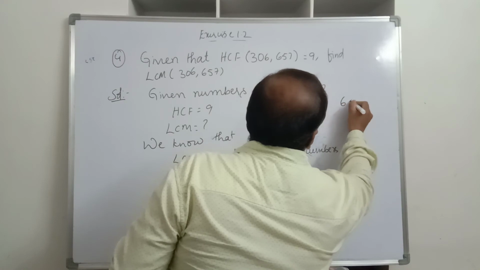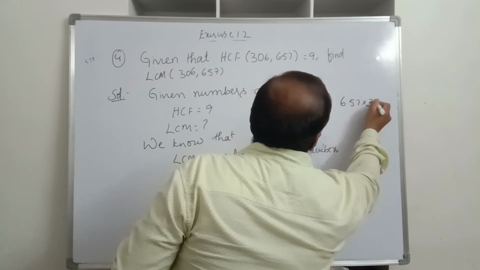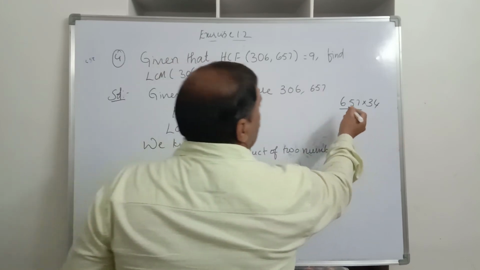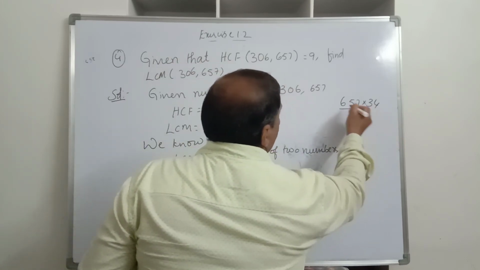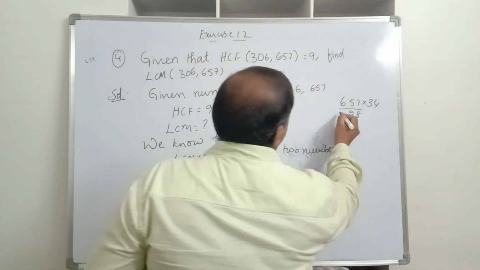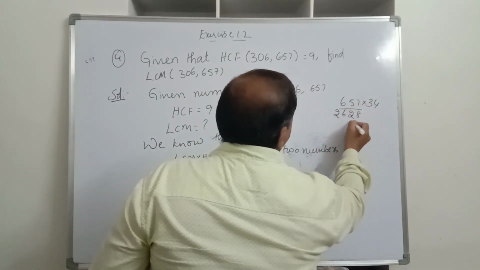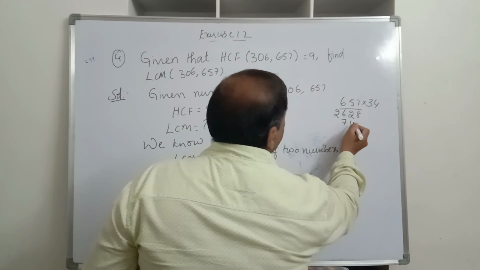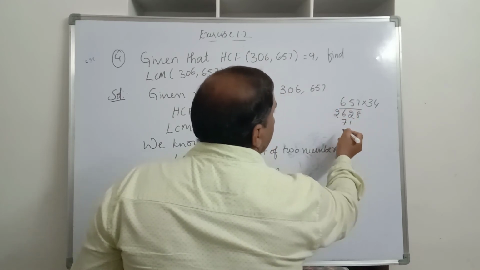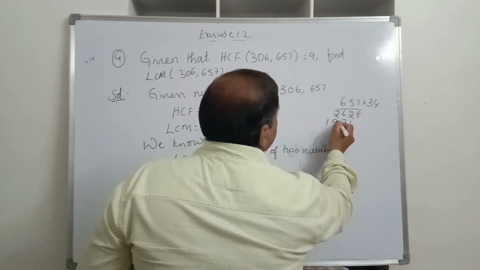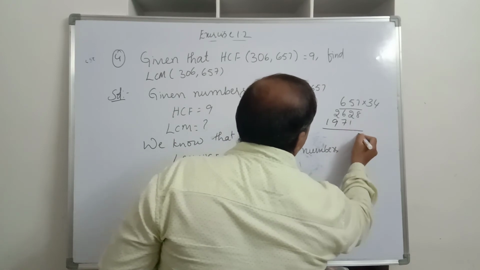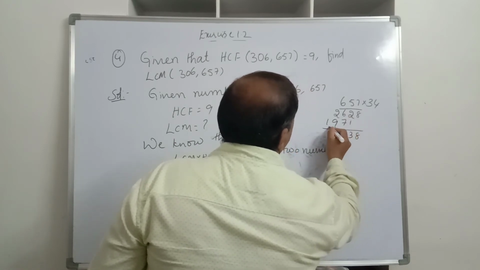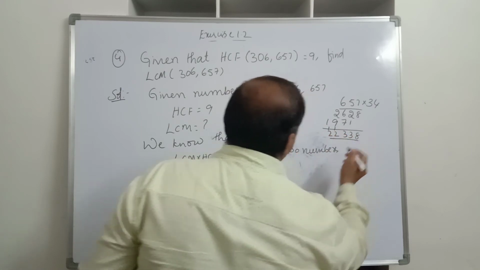So multiply 657 with 34. 4 sevens are 28, carry 2. 4 fives are 20 plus 2, 22. 4 sixes are 24 plus 2 is 26. 3 sevens are 21. 3 fives are 15 plus 2 is 17. 3 sixes are 18, 18 plus 1 is 19. Therefore it is 8, then 3, then 3, and 12, 2. So how much is it?